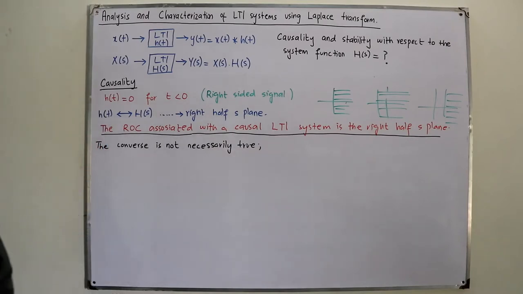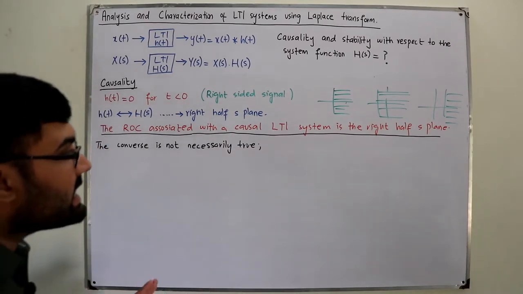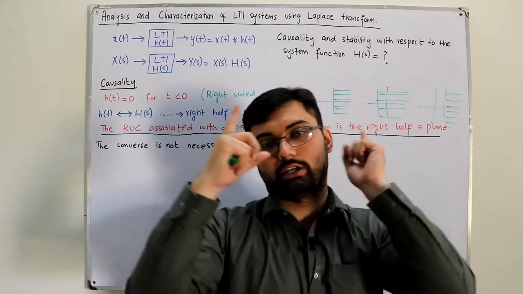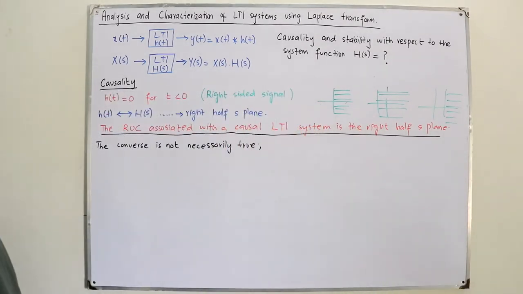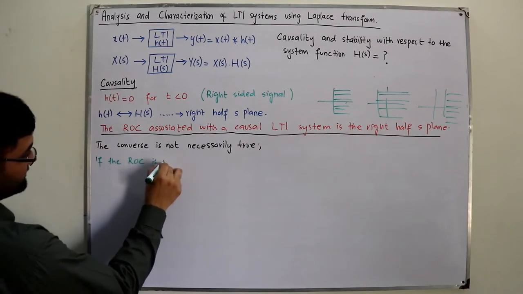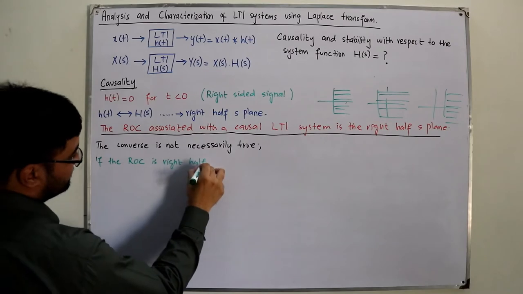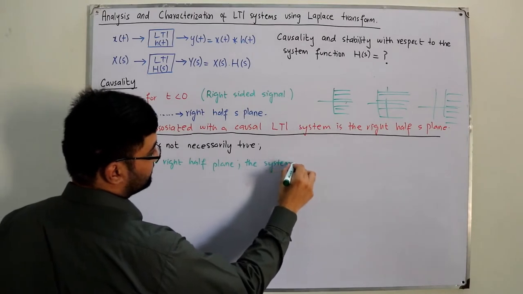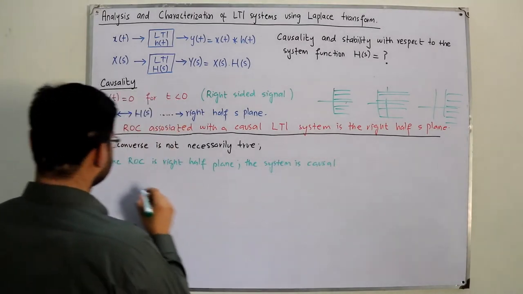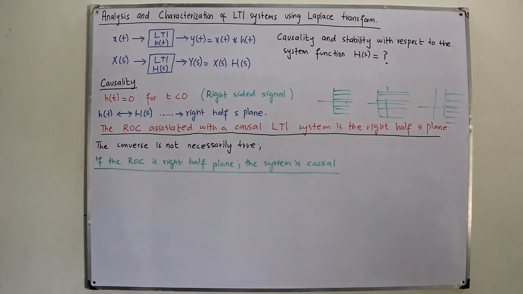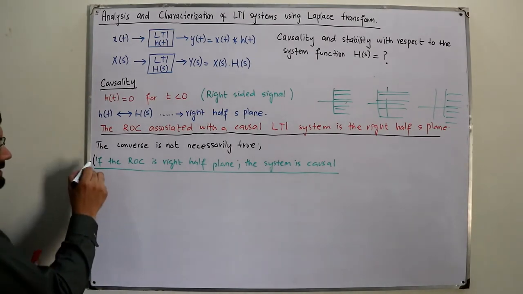And what's the converse? The converse is that if you have a right half plane ROC, it does not necessarily mean that the system is causal. Is that fine? It is. Let me write over here: if the ROC is a right half plane, the system is causal. So this is the statement that is not true always. This may be true, of course, but this is not absolutely true.